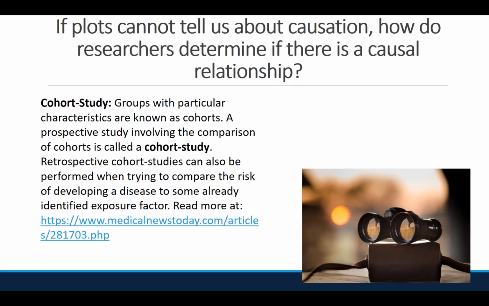When a researcher collects data by simply observing and does not influence the variable in any way, we call the study an observational study. Observational studies can be descriptive or comparative. We will look at 3 different types of observational studies. Cohort study. Groups with particular characteristics are known as cohorts.